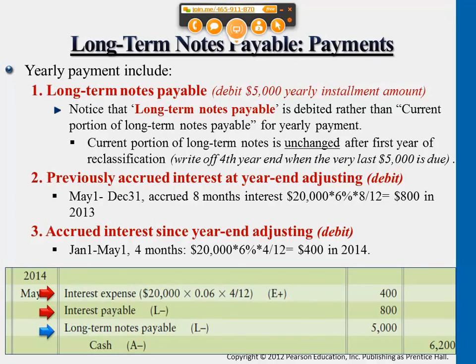Okay, so meaning that the very last year when it reaches this point, the entry would look like interest expense, interest payable, current portion of long-term notes. This happens the fourth year, the very last year of any problems, long-term notes payable. Very last year you'll be debiting, reducing current portion, and then this part becomes zero. But this only happens the very last year of each and every problem.